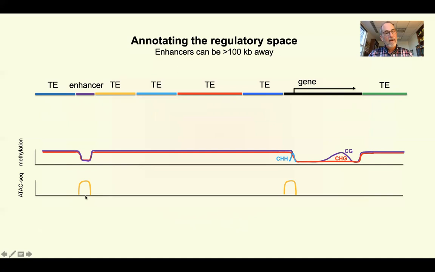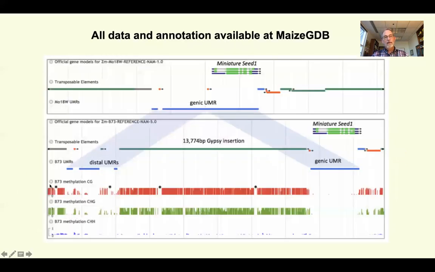We also did finally ATAC-seq, which is an open chromatin assay, for leaf tissue for all 26 lines. And ATAC-seq identifies active transcriptional regions of the genome, promoters or enhancers. And as you'd expect, the ATAC-seq peaks correlate very well with the UMR peaks. So all this data is available at MaizeGDB and in browser views such as this. So I'm just showing you one example.